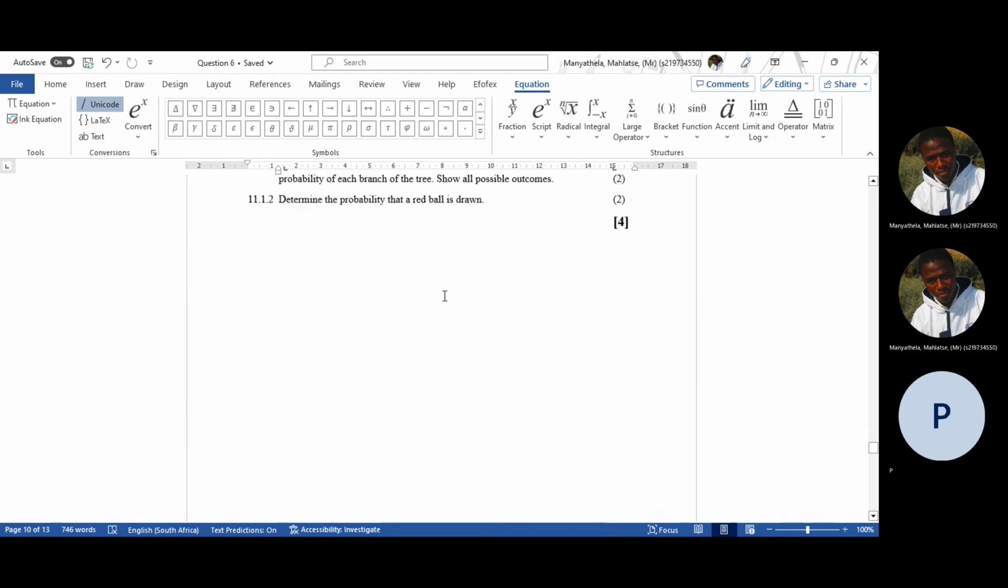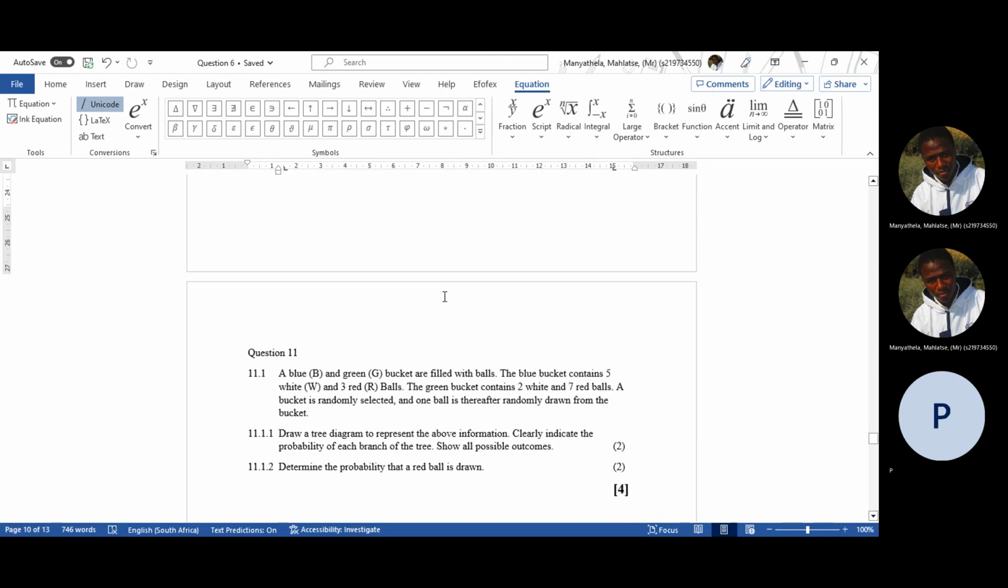So now we can move to the question. You can see that we are close to finishing this thing. Let's move to this question. They're saying a blue and green bucket are filled with balls. The blue bucket contains 5 white and 3 red balls. The green bucket contains 2 white and 7 red balls. A bucket is randomly selected and 1 ball is thereafter randomly drawn from the bucket. That is the statement that we are given.